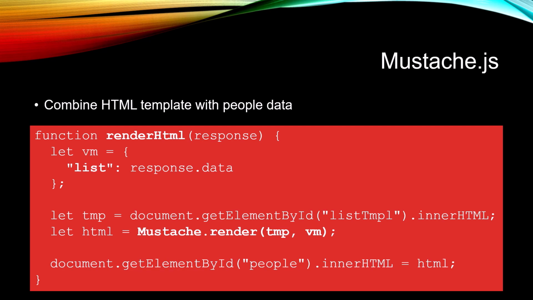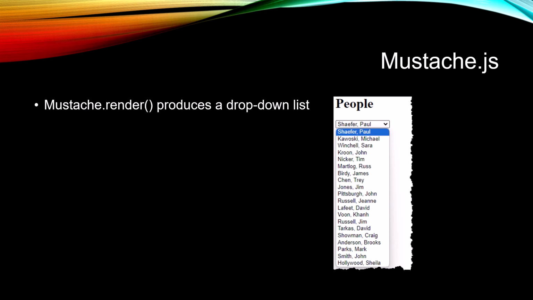document.getElementById, grabbing that script tag, but just the inner HTML, so everything between the script and the closing script tag. Then let HTML equal mustache.render, passing in that template and the data. We can then do a document.getElementById on people. Remember, that's the select. And we can set its inner HTML equal to the HTML rendered by mustache. That then produces a drop-down list. So we're going to see all this in just a bit.